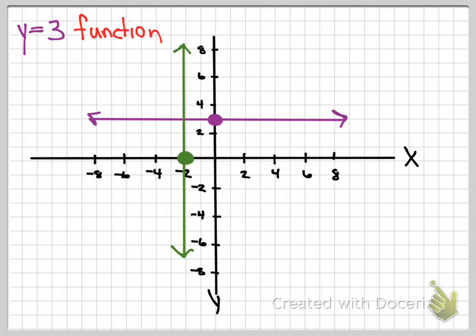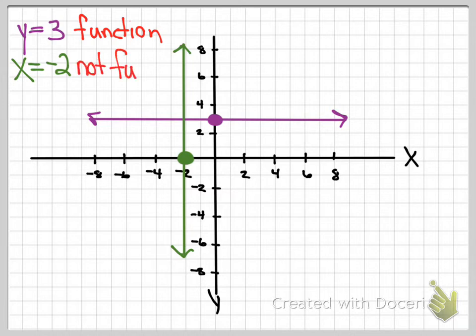Okay? Now, for x equals -2, is it a function? Does it pass the vertical line test? No, it fails it miserably. It is a vertical line. It hits this point, this line, on every single possible point. A vertical line is not a function.